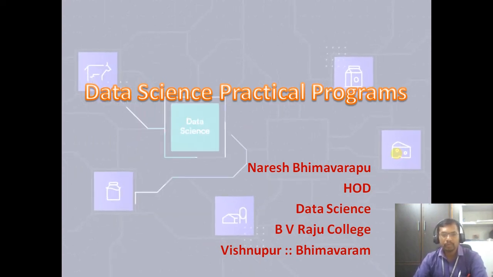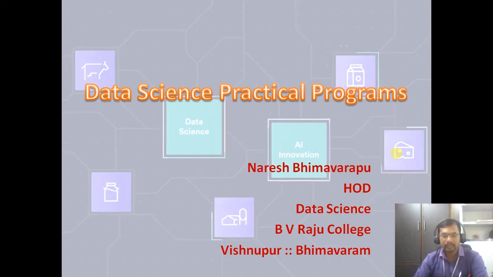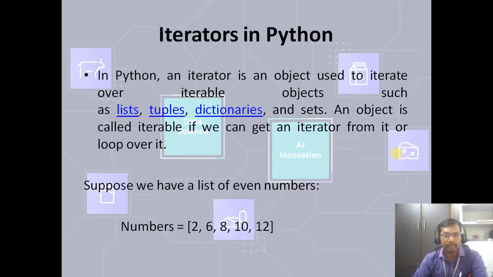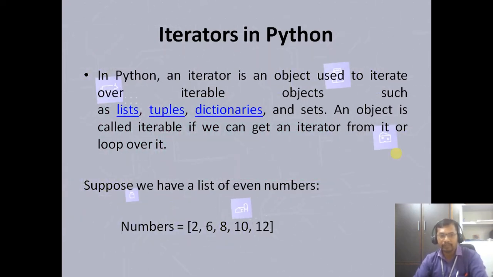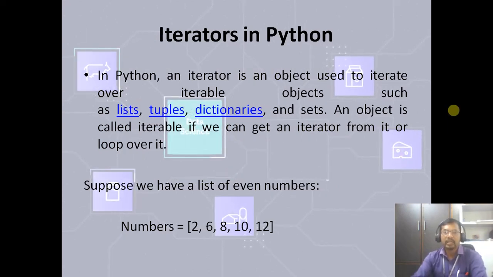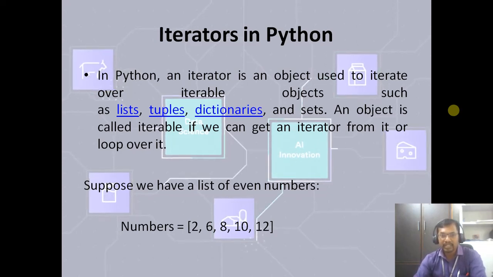Today I am going to explain some practical oriented programs in data science, in which the first program is about generators and iterators. In that, the first concept is what is meant by an iterator, and an example program on the iterator. First of all, an iterator is an object. It is used mainly to iterate over iterable objects.